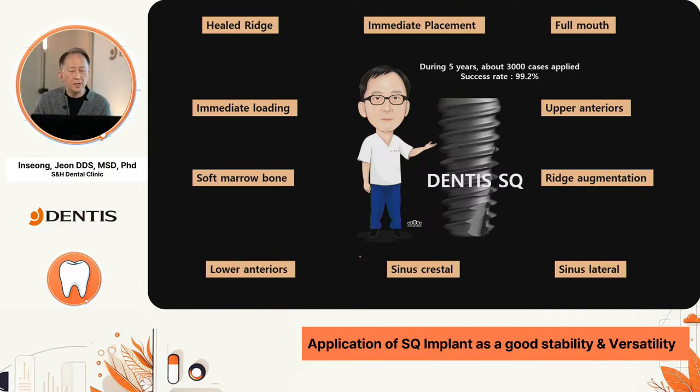Anyhow, you can use this SQ Implant as the main system. For me, about 40% or 50% of my cases, I use the SQ Implant as the optional system in my clinic. And if you have the opportunity to visit my clinic next time, we will discuss more deeper knowledge. The final question: do you also use densification?